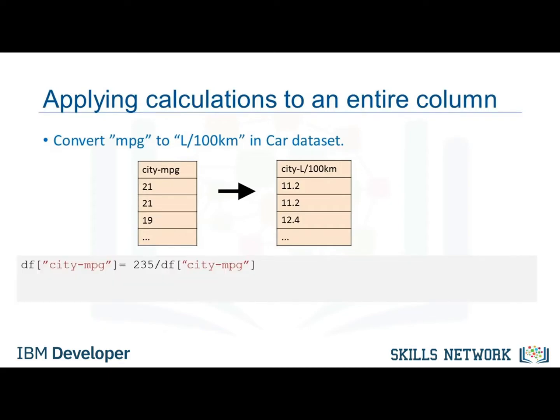To transform miles per gallon to liters per 100 kilometers, we need to divide 235 by each value in the city miles per gallon column. In Python, this can easily be done in one line of code. You take the column and set it equal to 235 divided by the entire column. In the second line of code, we rename the column from city miles per gallon to city liters per 100 kilometers using the data frame rename method.